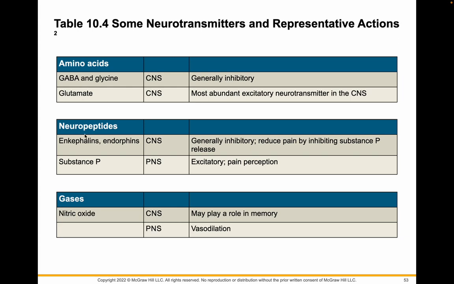Again, you don't need to know it, but I just want you to know nitric oxide, that's huge. It plays a role in memory, also in vasodilation. This is what makes you have an erection. I mean, that's pretty important, right?